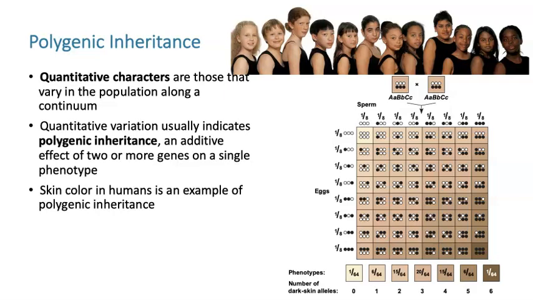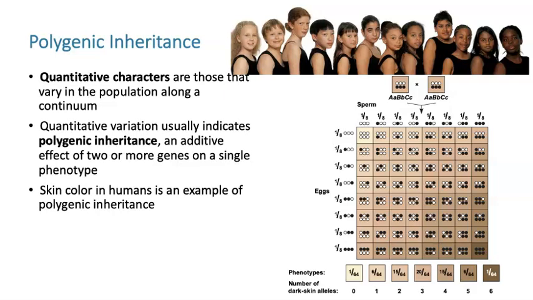Anytime you get a full range of things like this, be it color of skin or color of hair or height or weight, things like that are quantitative characters. They vary along a continuum in the human population or in any species population, but we're talking about humans right now. So if you have quantitative variation, that usually indicates, not always, but usually, something called polygenic inheritance. And polygenic means many genes.